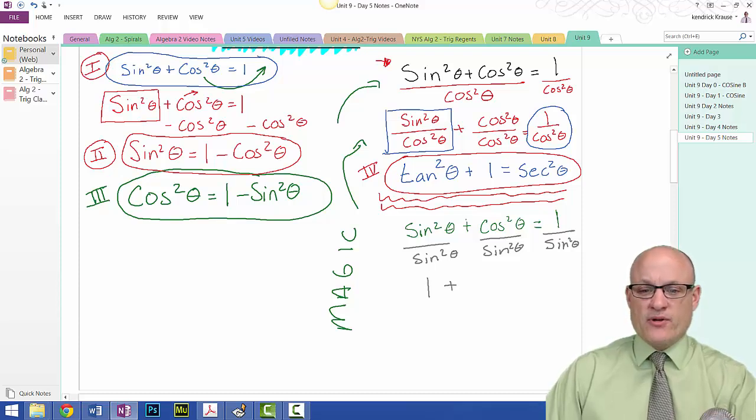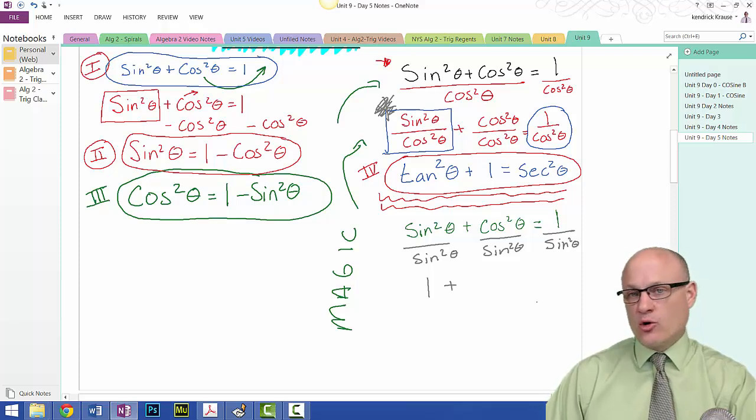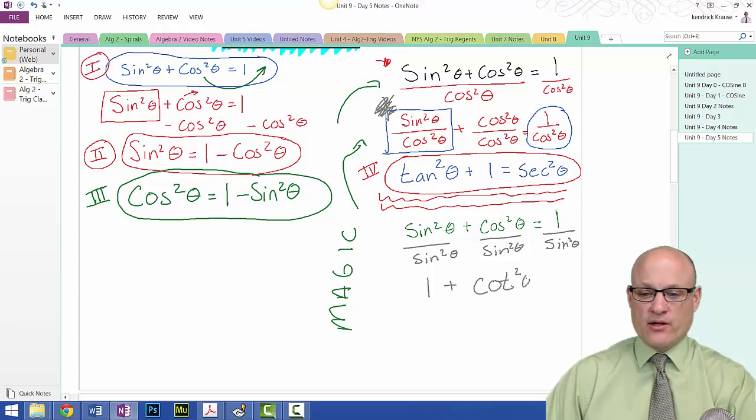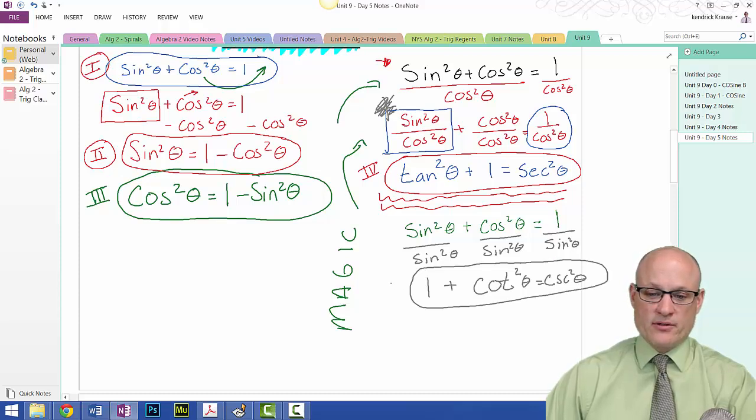Plus. Now, if sine over cosine up here was tangent, what's cosine over sine? You've got to remember, that's cotangent squared theta is equal to 1 over sine squared, which is cosecant squared theta. And that, my friends, is number 5.